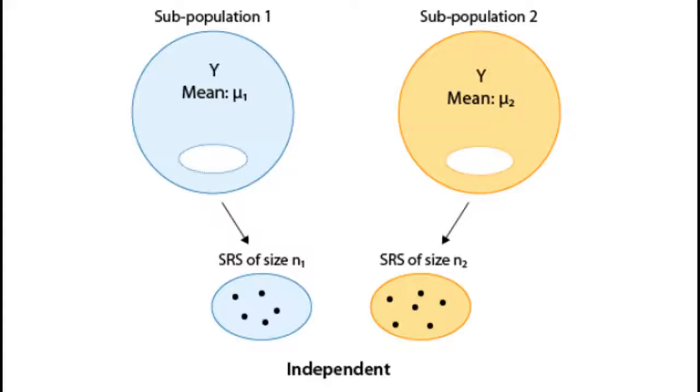Notice that in the case of independent samples, we allow the sample sizes to be different. We have a simple random sample from subpopulation 1 of size N1. It has population mean mu1. We have a simple random sample of size N2 from subpopulation 2, and it has a population mean of mu2. The idea here again is, in order to have independent samples, the individuals in the first group can't have any relationship at all to individuals in the second group.